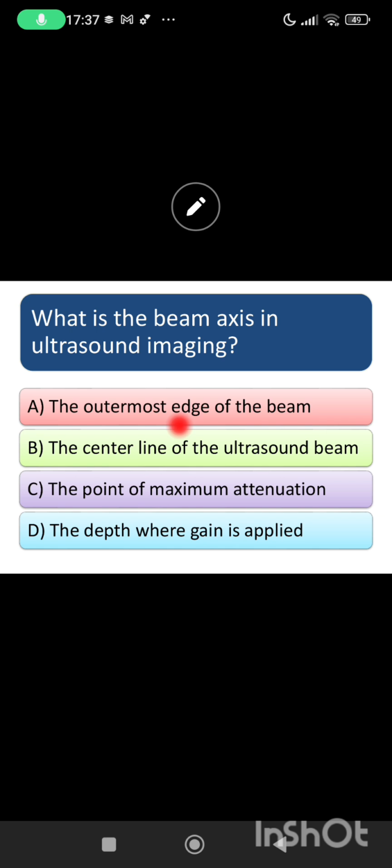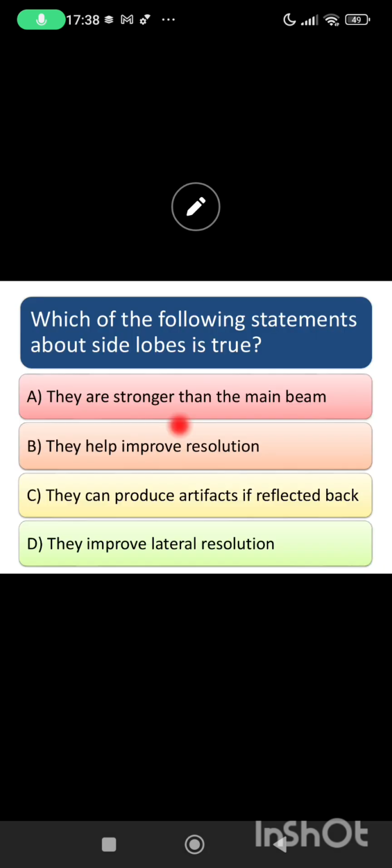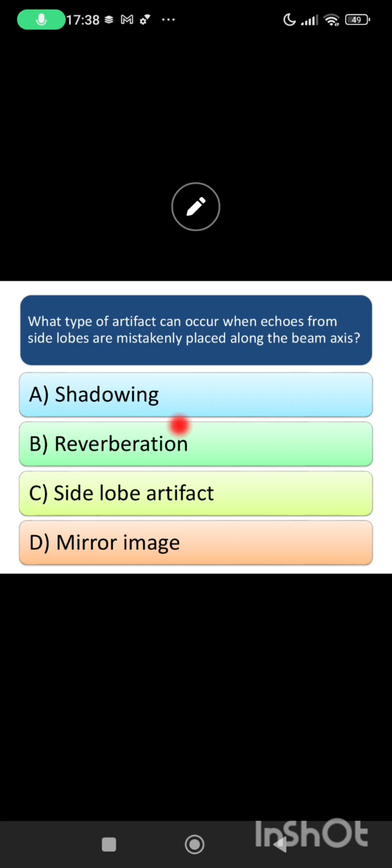Tasween, what is the beam axis in ultrasound imaging? It's B, center line of the ultrasound beam. Okay, very good. Dr. Awadia, which of the following statements about side lobes is true? They can produce artifacts if reflected back. Okay, good. What type of artifact can occur when echoes from side lobes are mistakenly placed along the beam axis? C, side artifact. Okay, very good.